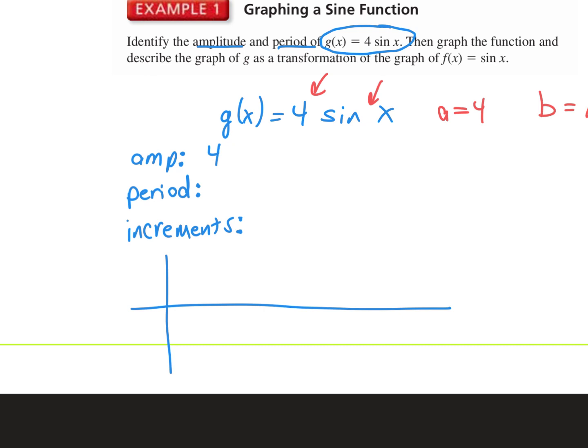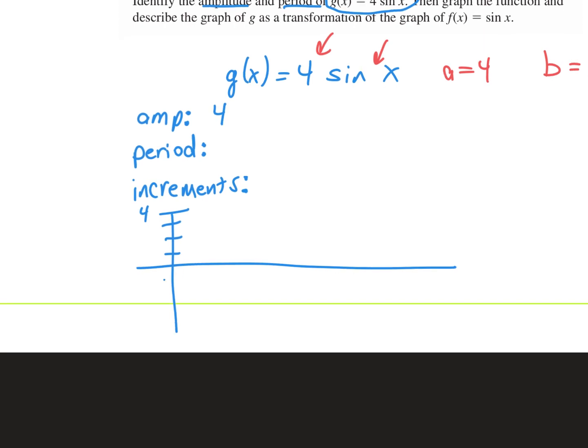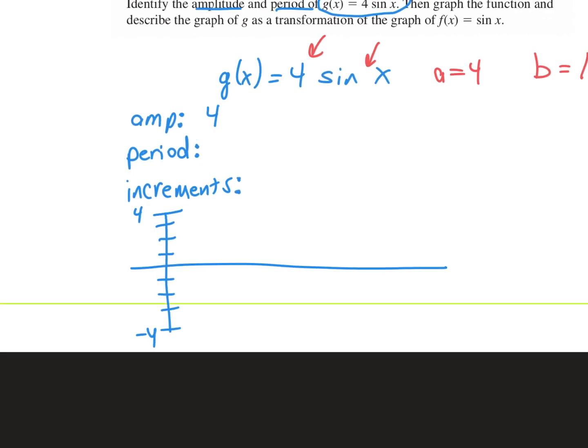What's the highest that this graph is going to go? Positive 4. What's the lowest this graph is going to go? Perfect. Negative 4. If it was 7, the highest it would go is 7, the lowest it would go is negative 7. If it was negative 5, the highest it goes is 5, the lowest it goes is 5. What the negative means is the direction. I'll tell you that in a minute. We don't do that right now. So my amplitude is 4.